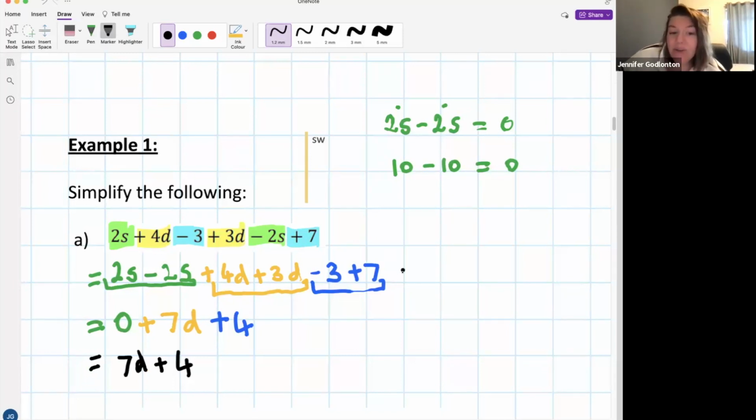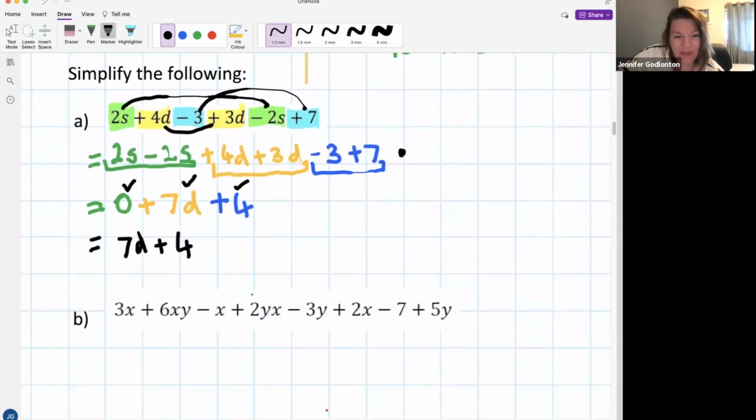When I say you can miss this step over here, I mean you can jump straight just by seeing what you're doing. So if we look at our greens, we've got 2s minus 2s, and we know that that's 0. Cool. Then we look at our yellows. What is 4d plus 3d? 7d. Then we look at our blues. What is -3 plus 7? 4. So if you are able to see it like that, you're absolutely very much welcome to just go straight to that second step. In fact, it sometimes stops you from making mistakes. So sometimes it's helpful.